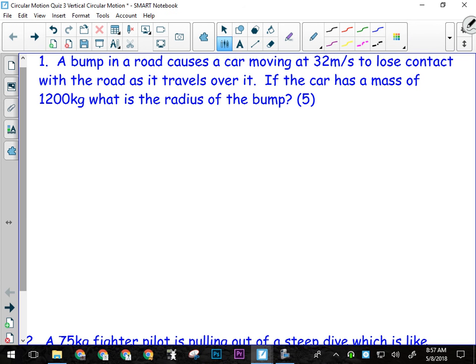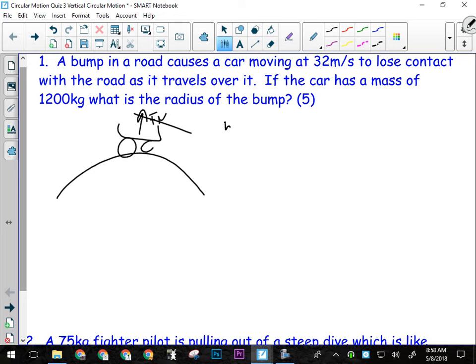So for question number 1, we are going over the top of a vertical circle. Okay, so this is our situation here. If we lose contact with the road, then are we exerting any force on the road? Then what is the road not doing to us? Pushing back. So what's the normal force in this question? 0. Okay, and that's the first thing you have to realize in order to do this question, is that Fn is going to be 0.